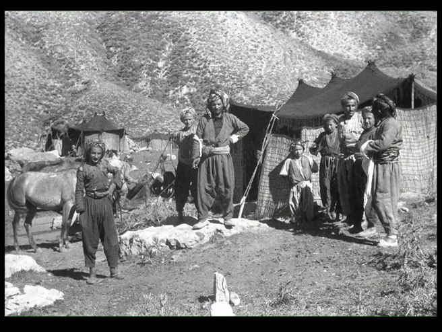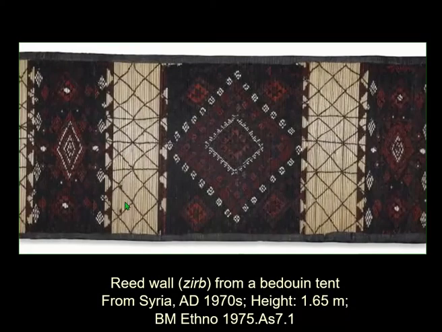So reeds are found in other places, and also because there are so many reeds in southern Iraq, it'd be a good thing to transport around the regions. These are Kurds, probably in western Iran, who have, here you can see, in their tents, these reed matting. This is a reed matting from Syria, where they've woven fabric into it to make a wall within the tent.